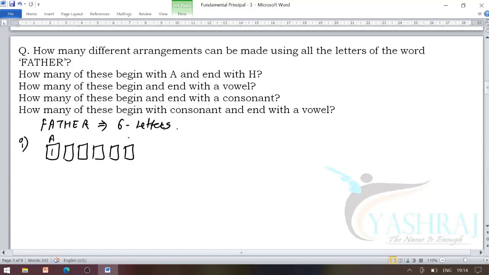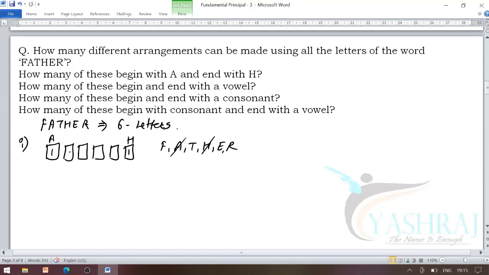Same thing, it ends with an H. So there is only one H in the word father. So we have only one way to fill up the last box. Following which, the letters in the word we are having are F, A, T, H, E, R. Among them, A and H are already filled over the first and last box. So we remain with the 4 letters F, T, E, R.